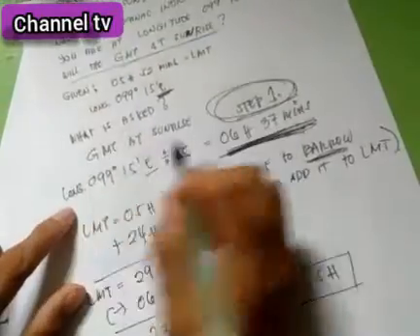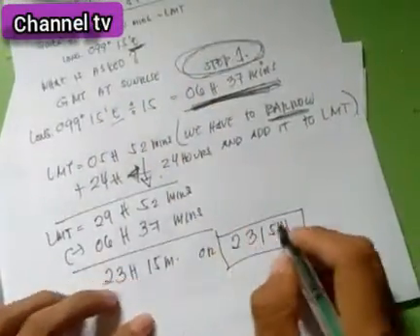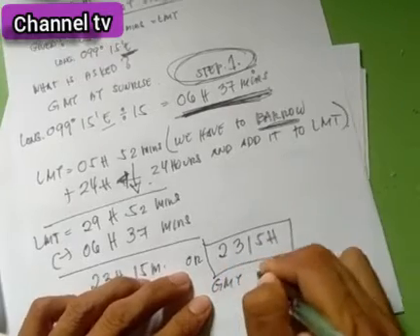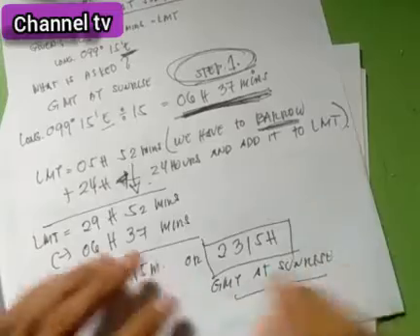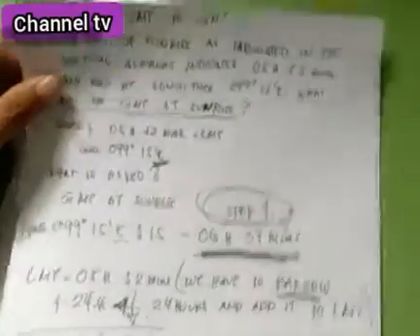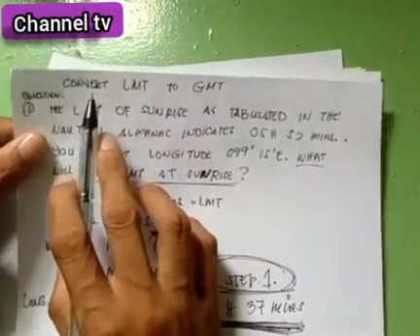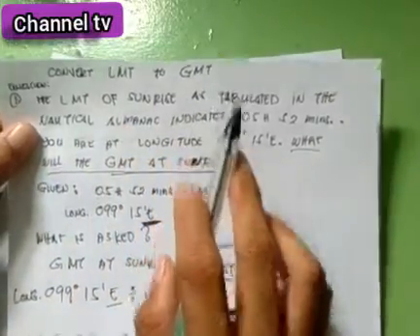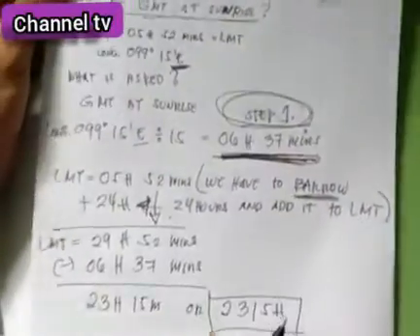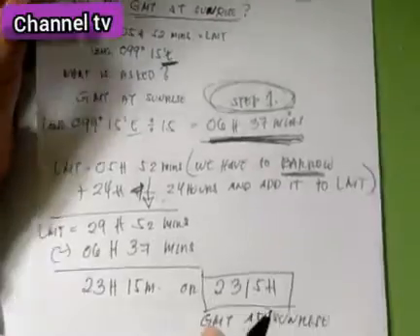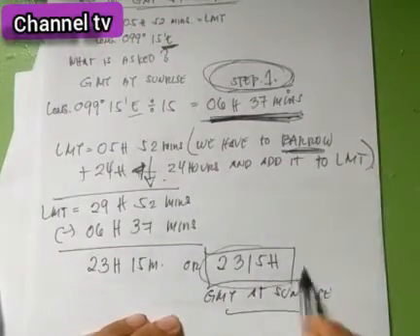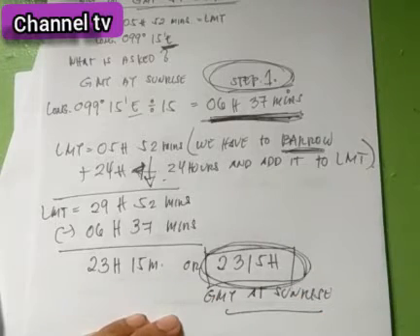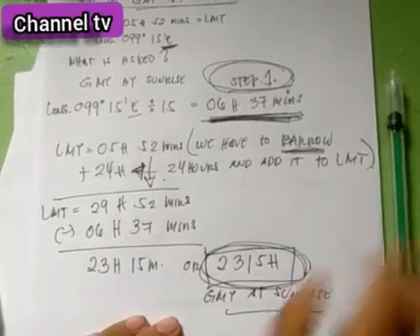What is us? GMT at sunrise. So, ito lang yung sagot niya sa convert LMT to GMT. Ito lang yun, yung problem solving niya. Napakadali. Ito yung sagot: 23:15 hours. Okay.